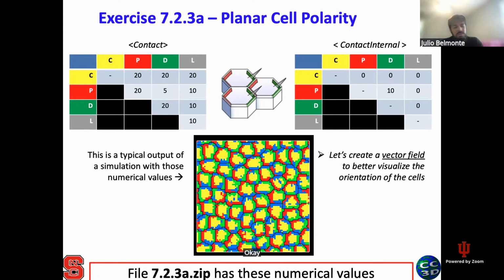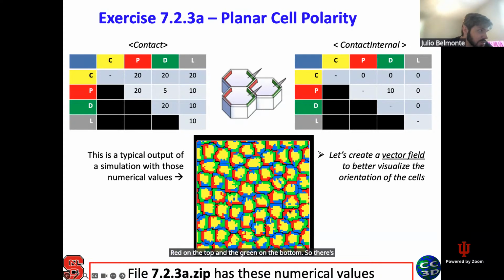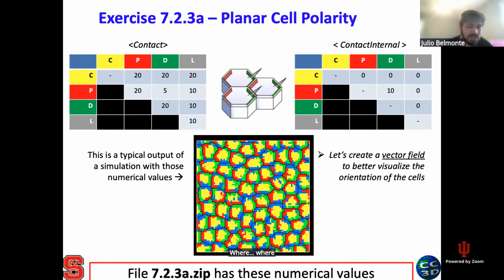So right now, what you can see, okay, if you look at each one, say, okay, the red is here, the green is here, so there's a polarity in this direction. If you look at the other cell, there's a red on the top and the green on the bottom, so there's a polarity in this direction. But you see that just looking at the cells, all the information is there, but it's kind of hard to read by the eyes, right? You have to stay a very long time looking at all those cells and figure out where is the direction, okay?